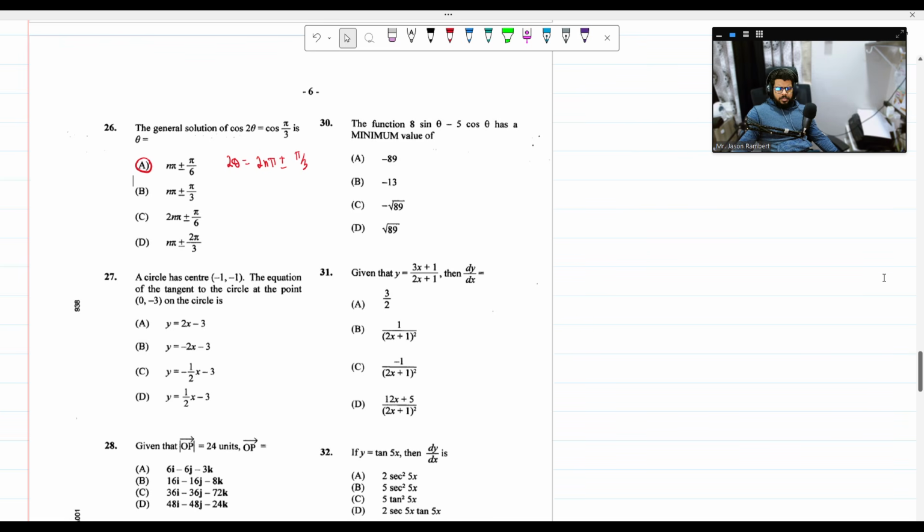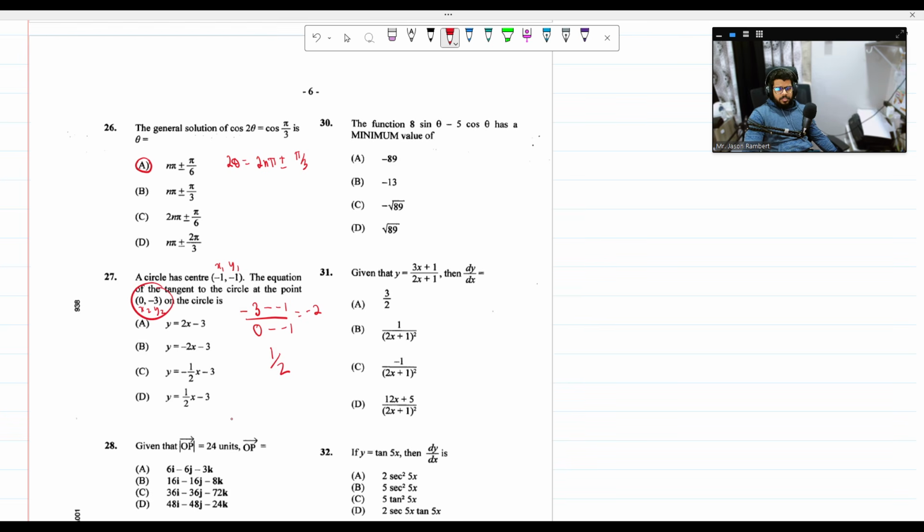A circle has center minus 1, minus 1. The equation of the tangent to the circle. So we got the gradient of the radius, I believe, to be a half. Let me check it back, right? X1, Y1, X2, Y2. Y2 minus Y1 over X2 minus X1. Minus 3 plus 1 is minus 2 over 1. This is the gradient of the radius. So the gradient of the tangent could be a half.